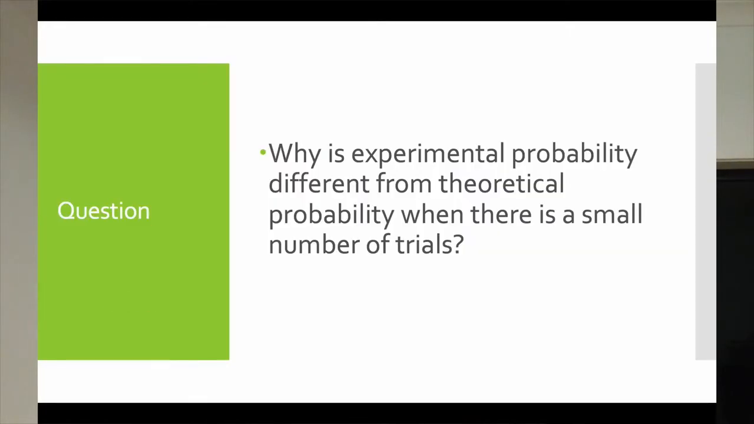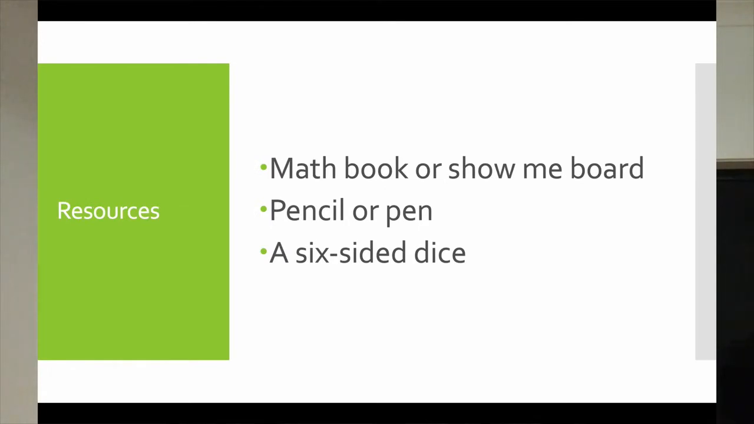Today we are going to answer the question, why is experimental probability sometimes different to the theoretical probability? To fully engage in this video you may need a couple of resources. So find something to write on, something to write with and a six-sided dice.